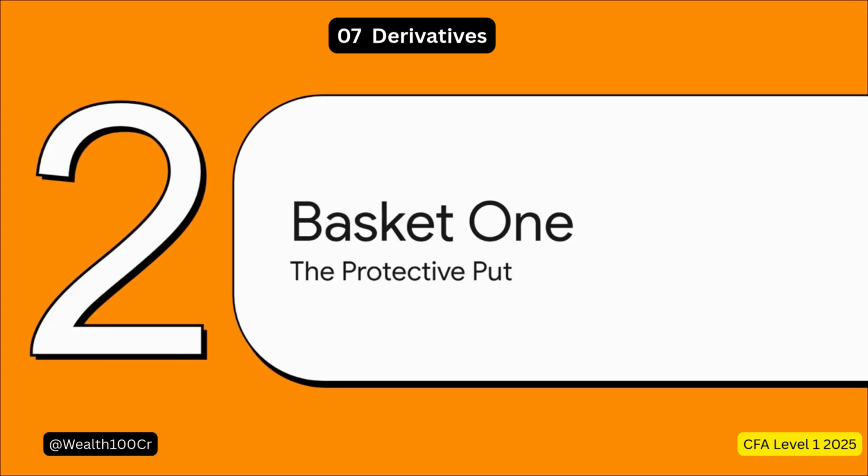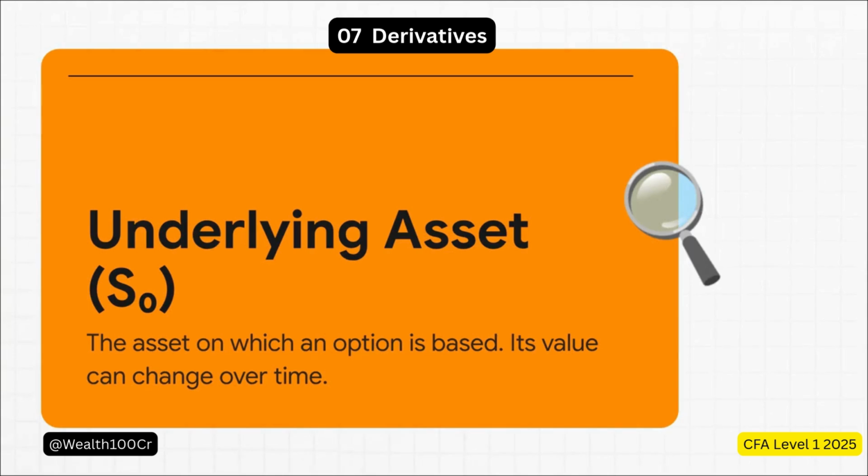Don't worry, we will build it together, piece by piece, very slowly. This first basket is all about a simple idea: how to protect something valuable that you already own. So the first item in our basket is something called an underlying asset. Such a big word, but the meaning is so simple. It's just something you own that has value.